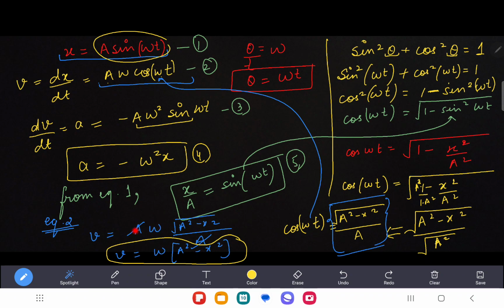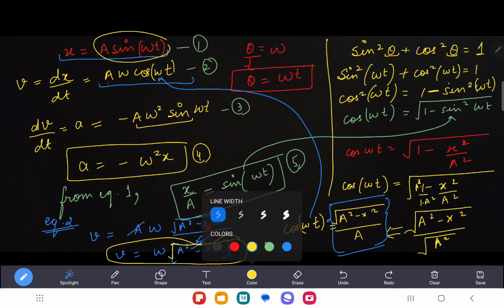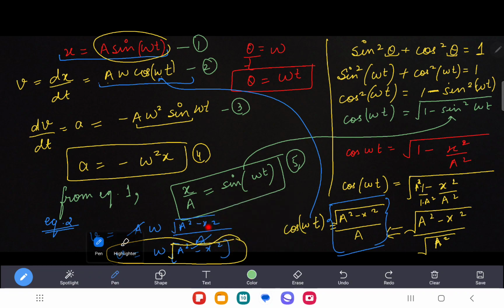Okay, got it. So I substituted that particular value. So for me, it became under root of a square minus x square, because one a came out of the bracket, no? So a cancels a. So omega into a square minus x square. Any doubts in this?